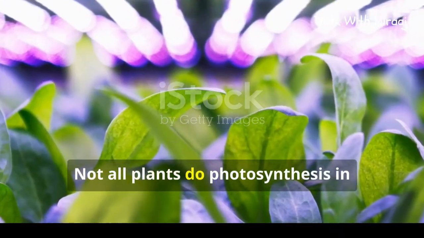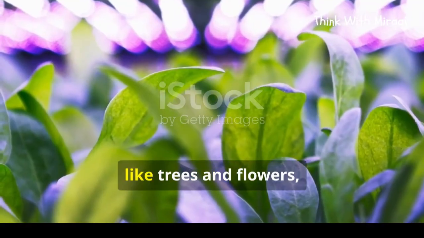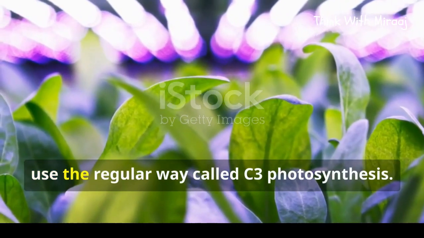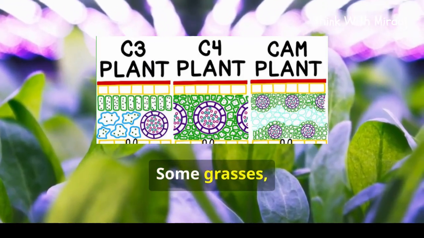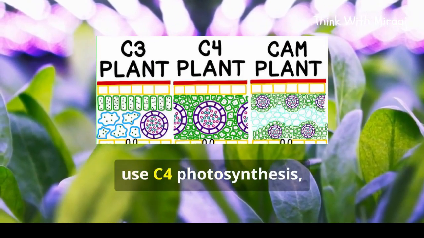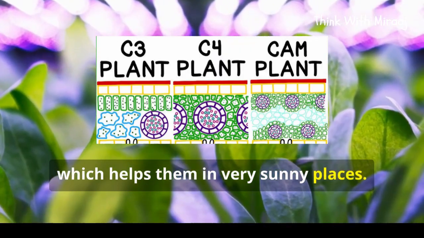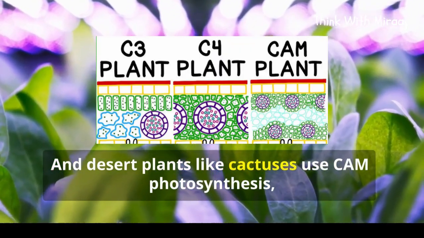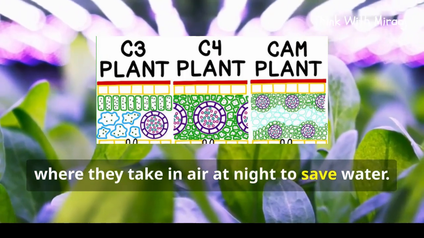Not all plants do photosynthesis in exactly the same way. Most plants, like trees and flowers, use a regular way called C3 photosynthesis. Some grasses, like corn, use C4 photosynthesis, which helps them in very sunny places. And desert plants, like cactuses, use CAM photosynthesis, where they take in air at night to save water.